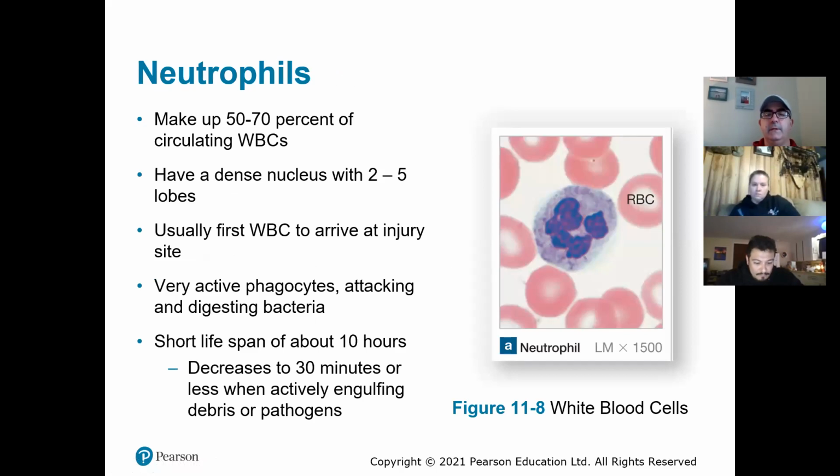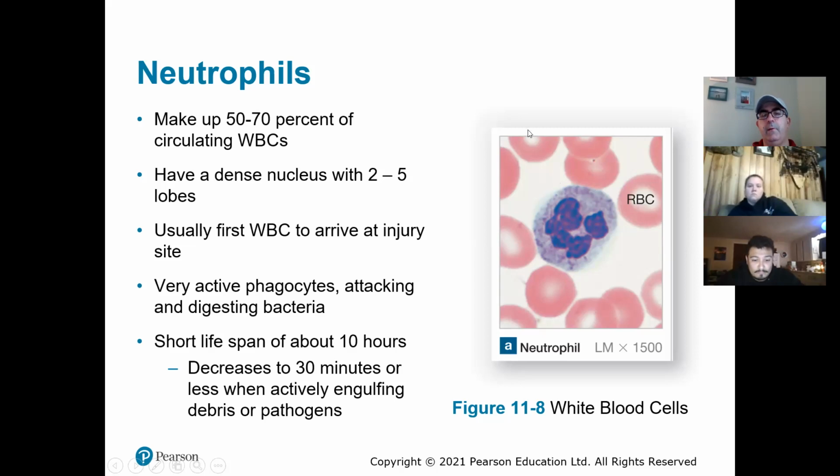Now, each of the next slides is going to go through each of the five different types. Most of your white blood cells are neutrophils. Over here, in the picture on the right, most of what you see are red blood cells. All these little pink things are red blood cells. White blood cells are usually slightly larger than red blood cells. They stain this purplish color.